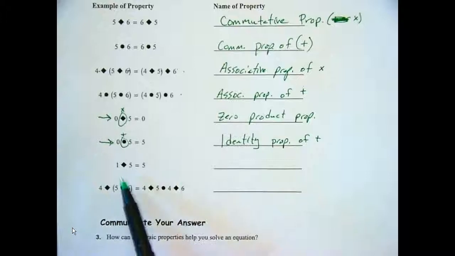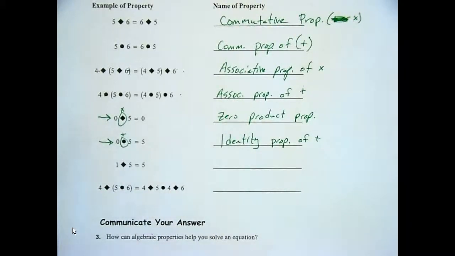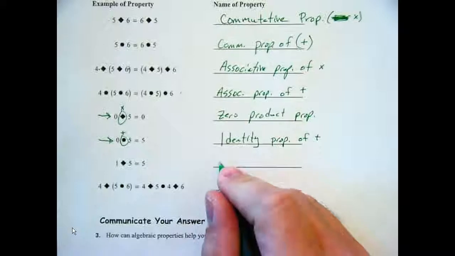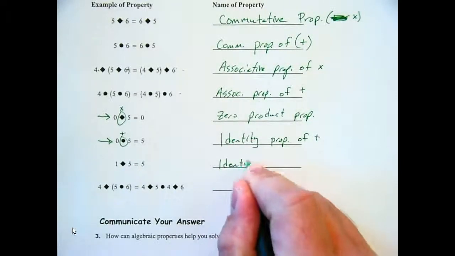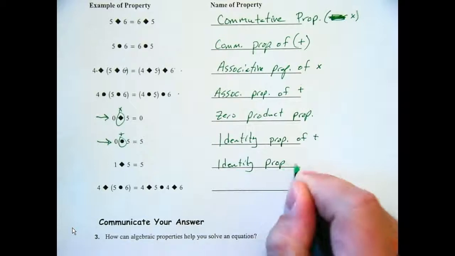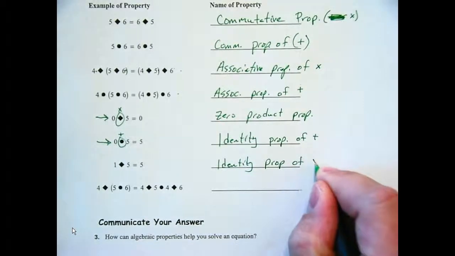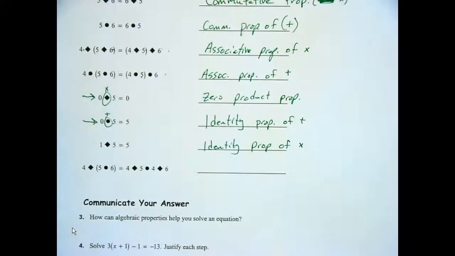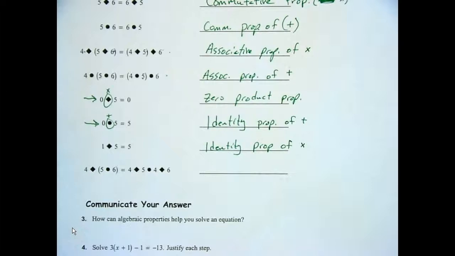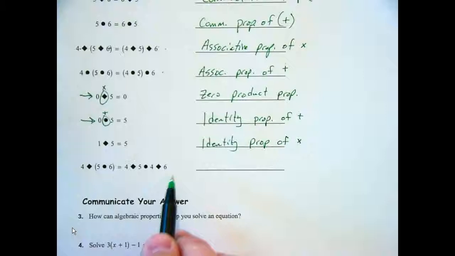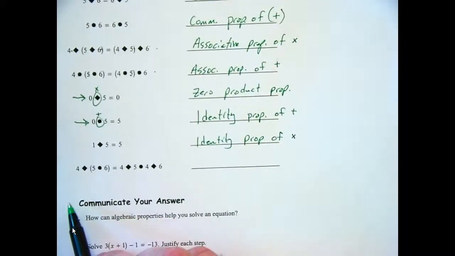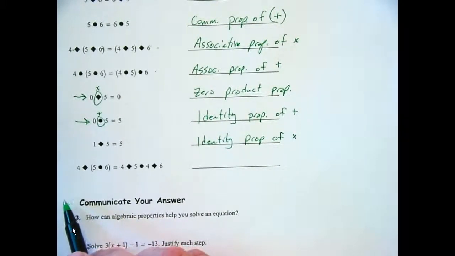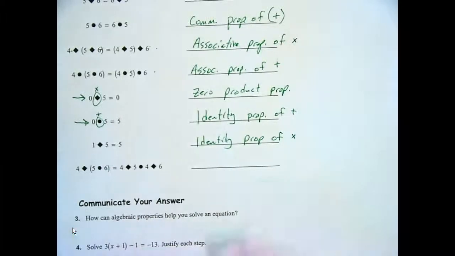Okay, what's this one right here? This is called the identity property of multiplication. You multiply by 1, you get the same answer. Identity property of multiplication. And last but not least, what did they do here? It's one that you do all the time, man. Yeah, Hunter? Yeah, this is the distributive property.